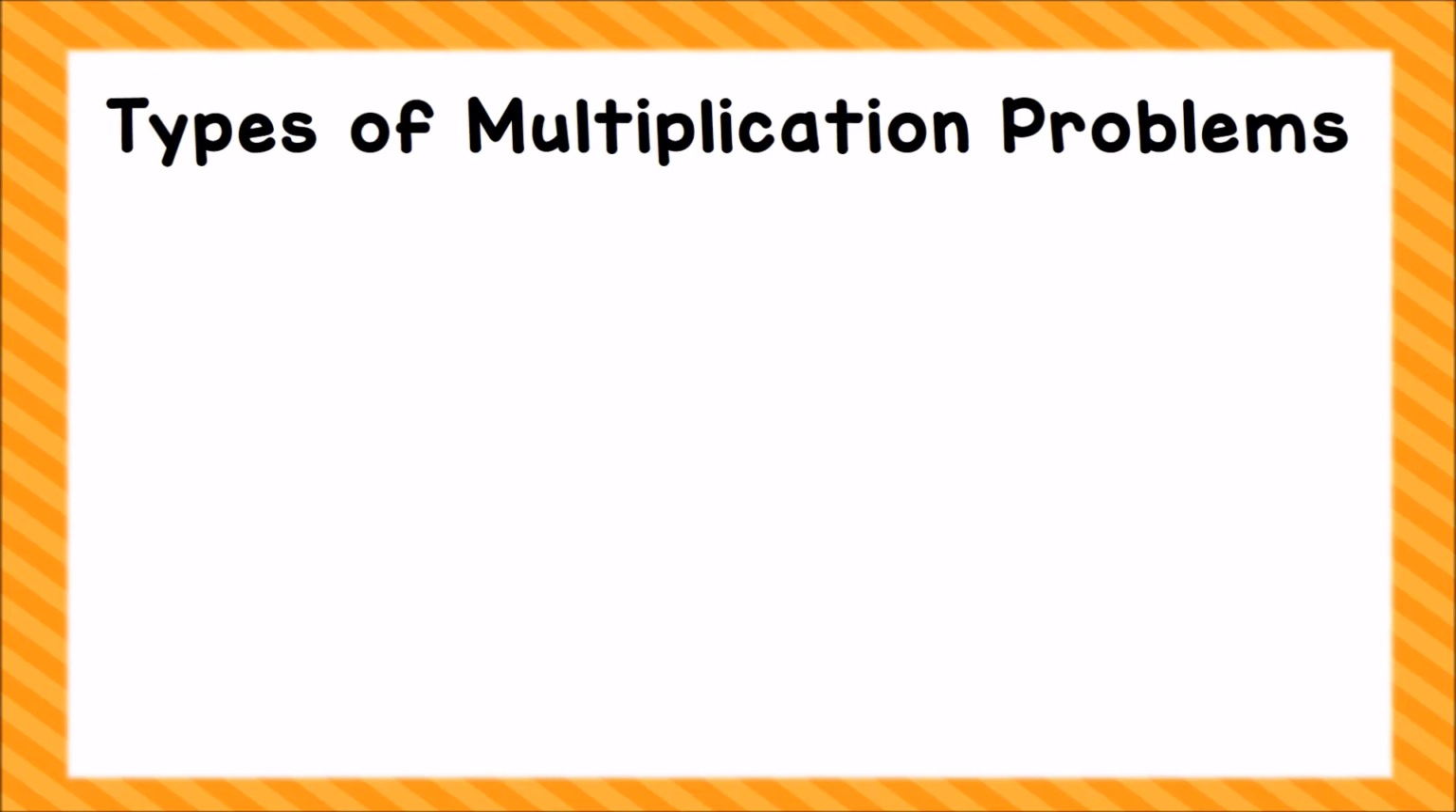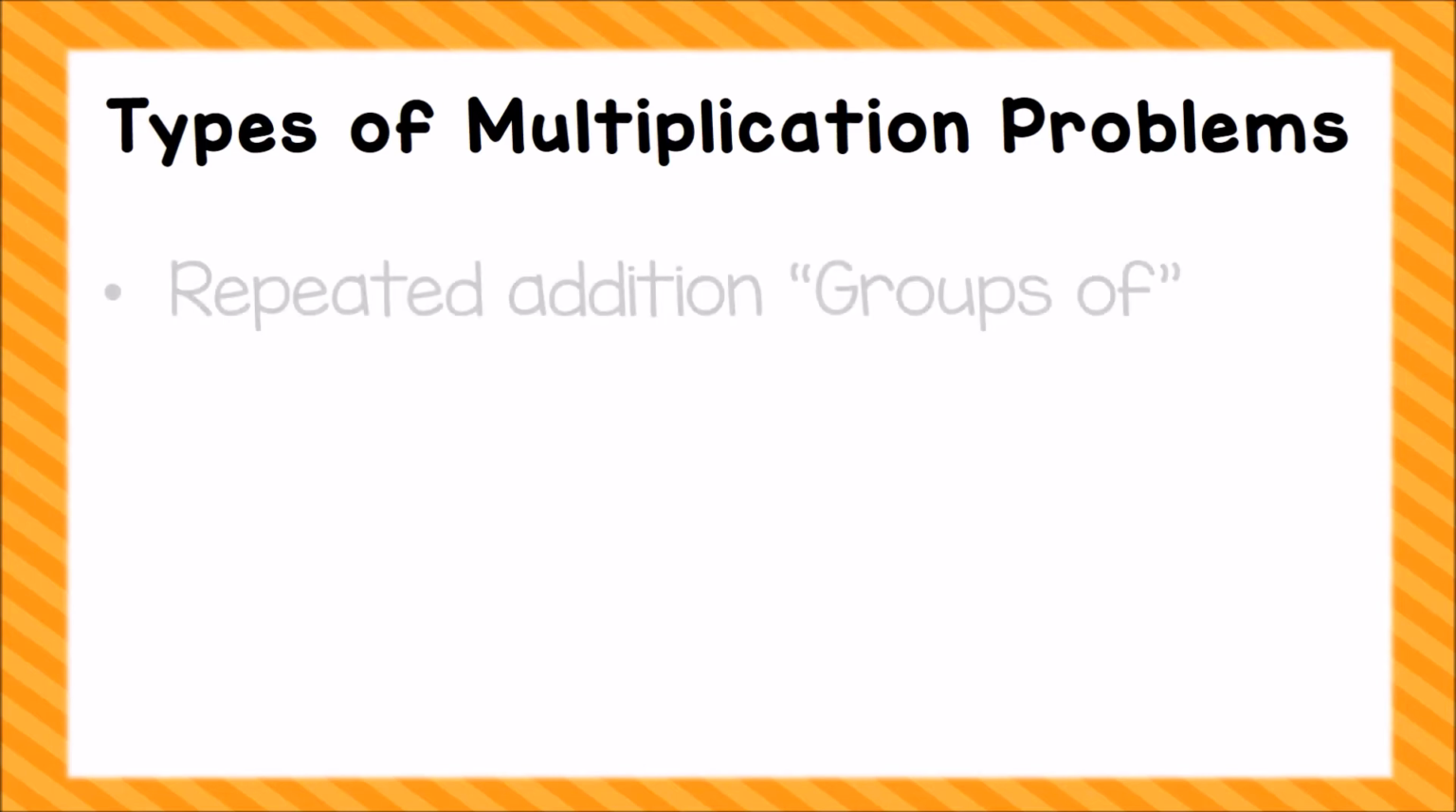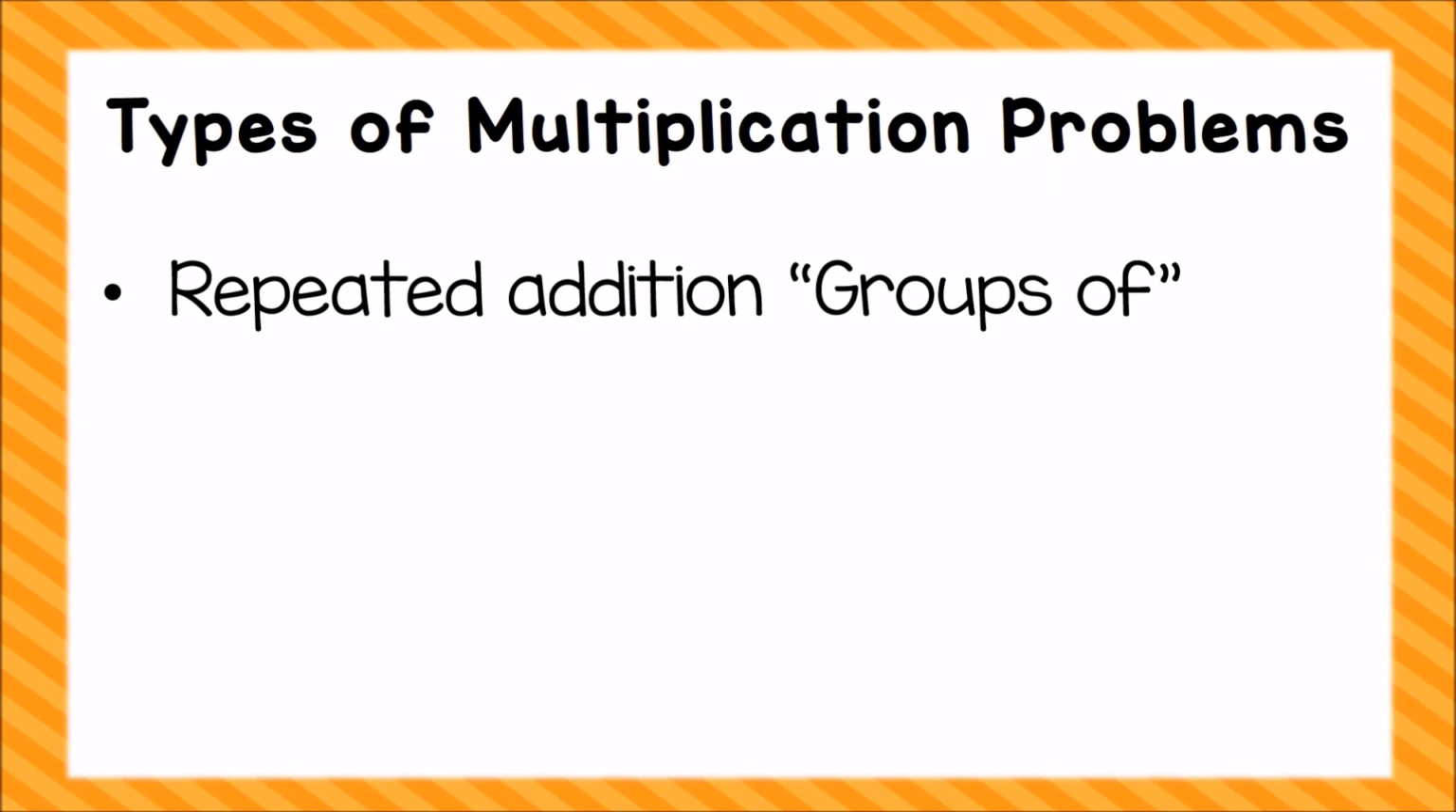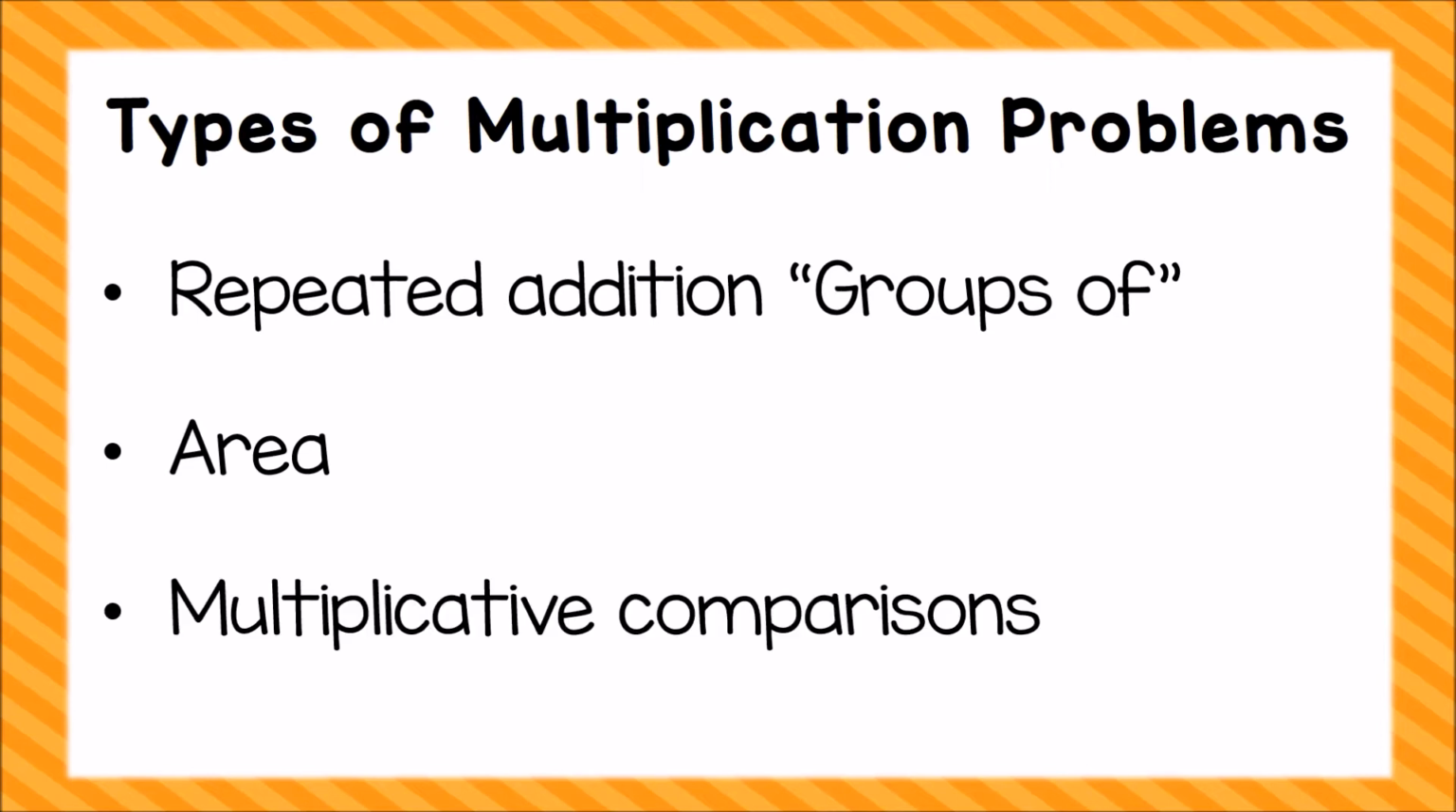For multiplication, there are three different problem types. The first is just your typical repeated addition or your groups of problems. For example, 3 groups of 2, 4 groups of 5. The next is area problems: the area of a tiled floor, the area of a wall, the area of a garden. The last problem type for multiplication involves comparisons, where you're comparing two discrete objects or sets of objects using multiplication. For today, we will not be discussing those problems.